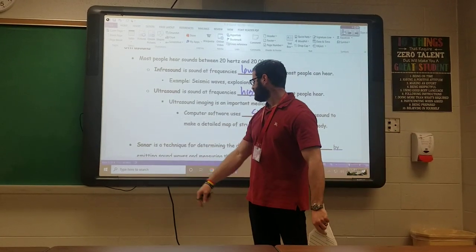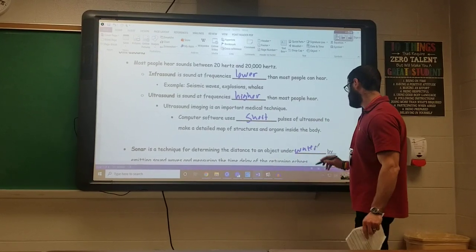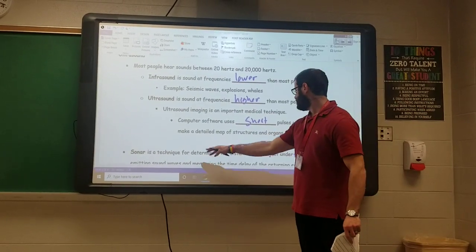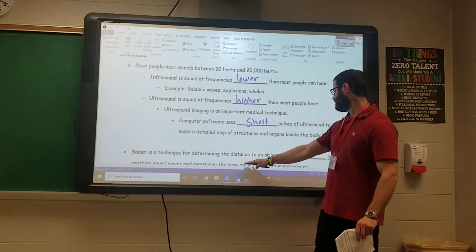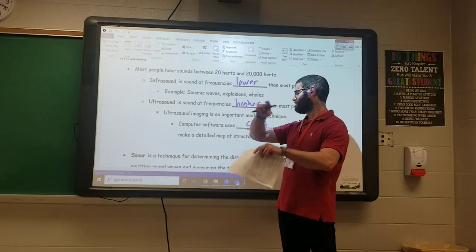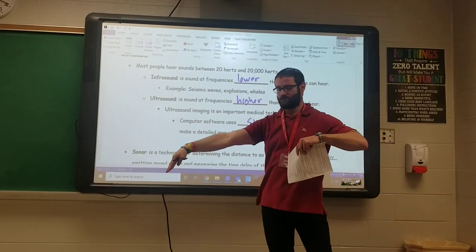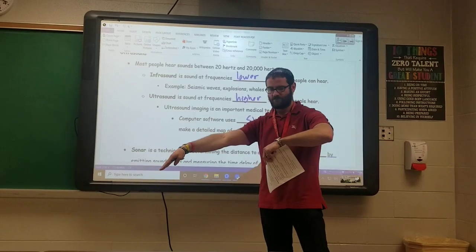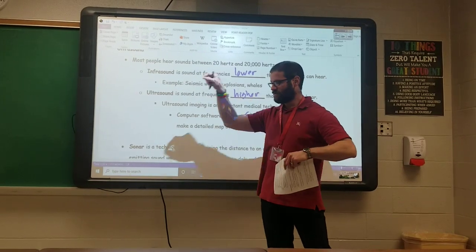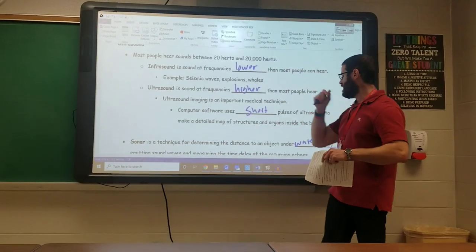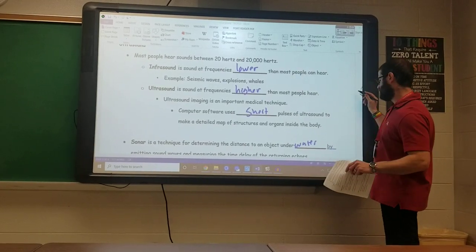Sonar is another application. Sonar is a technique for determining the distance to objects underwater by emitting sound waves and measuring the time delay of the returning echo. They can determine how far things are from a ship, for example, how deep something is below the surface of the water, by how long it takes the sound waves to travel to the object and return back to the ship. So that's another practical example.